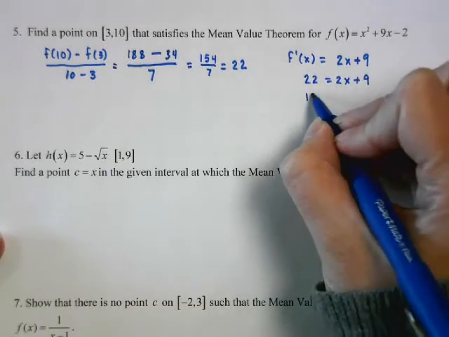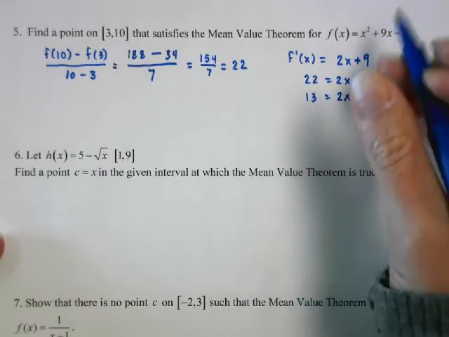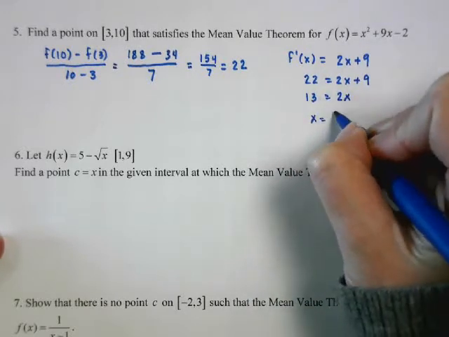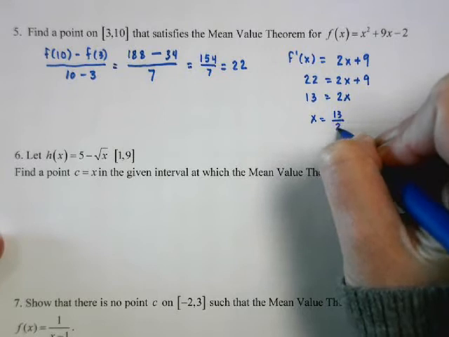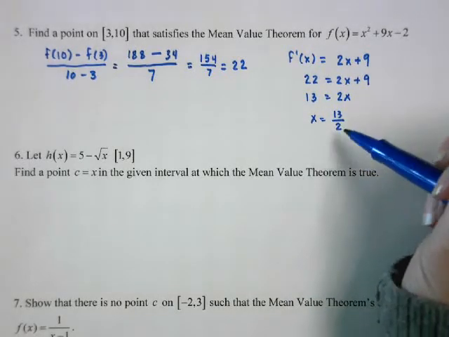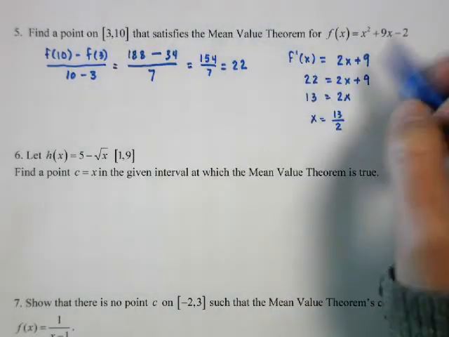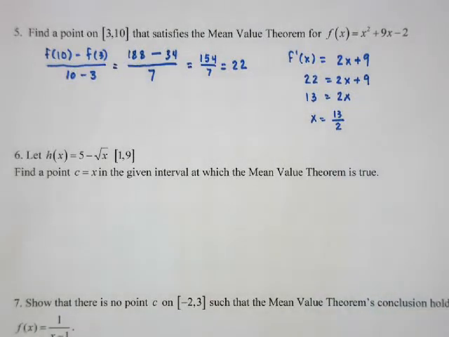Okay, so we'll subtract 9 and divide by 2. So there is a point between 3 and 10 at 13 halves, or 6.5. That slope matches the slope of the secant line.